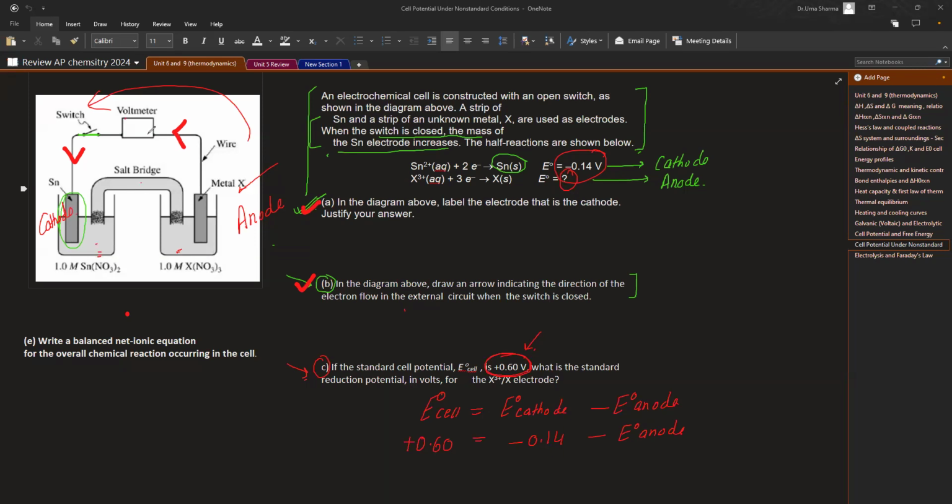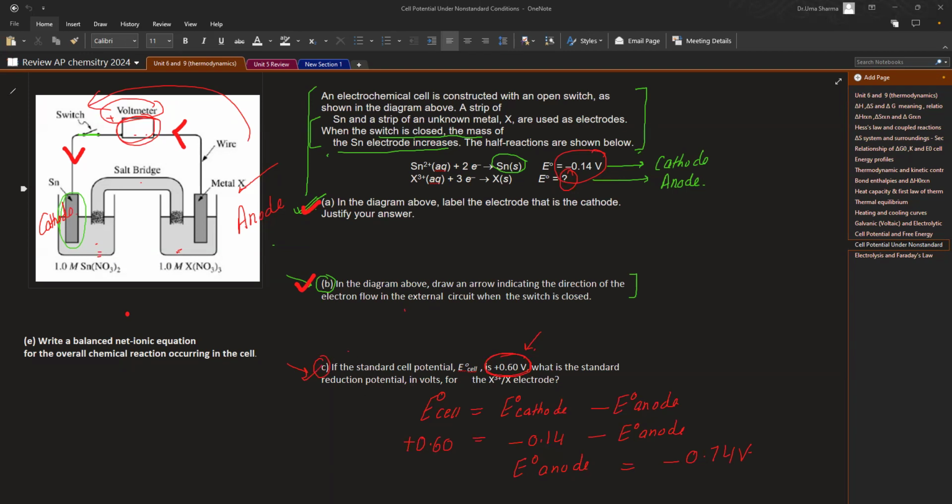Salt bridge is there. Voltmeter. There is no battery. An electrolytic cell has a battery, with plus and minus on the battery. But a galvanic cell has a voltmeter to measure the amount of current flowing through it. Current electricity is generated. Calculate E naught anode. I think what Atharva said is correct, minus 0.74 volts. So C part is done.